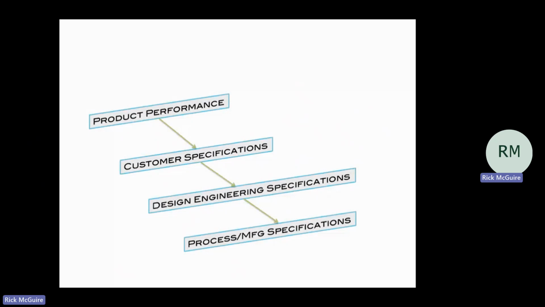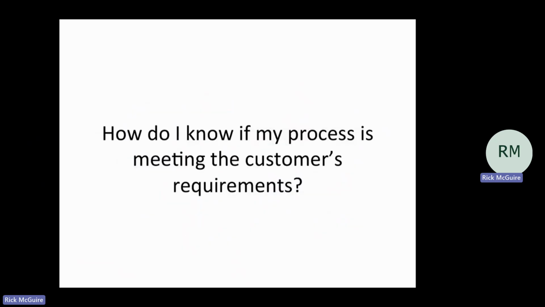We've gone through the product design process, translating customer requirements into design specs, and then from there, we've gone through the design for manufacturing and translated those design specs into our process specifications. Now that our production line is up and running and creating, let's say, our foam seats, a very important question to ask: are those foam seats meeting the specifications of the customer? Are they meeting the design specifications? How do I know if my process is meeting the customer's requirements? Are there certain tests that I can do? Are there certain samples that I can take or measurements that I can take?